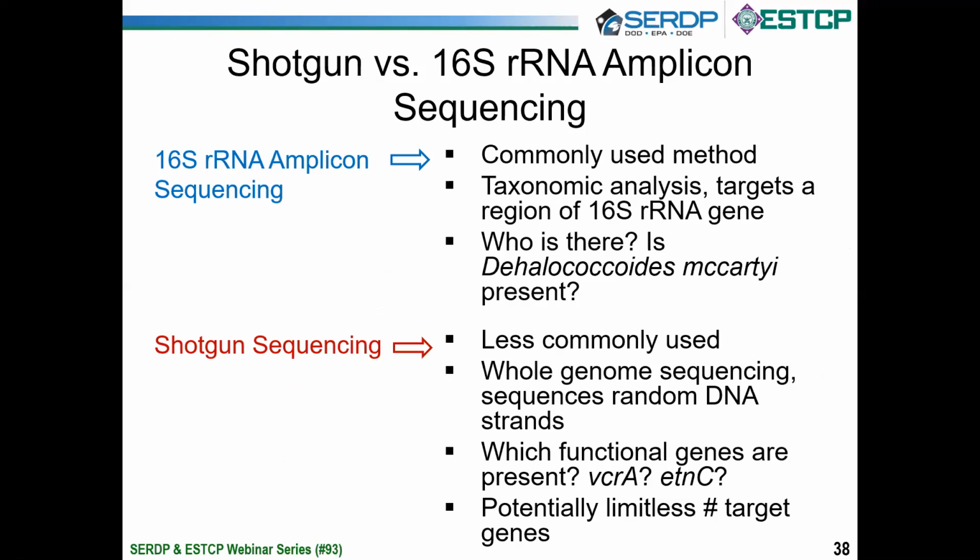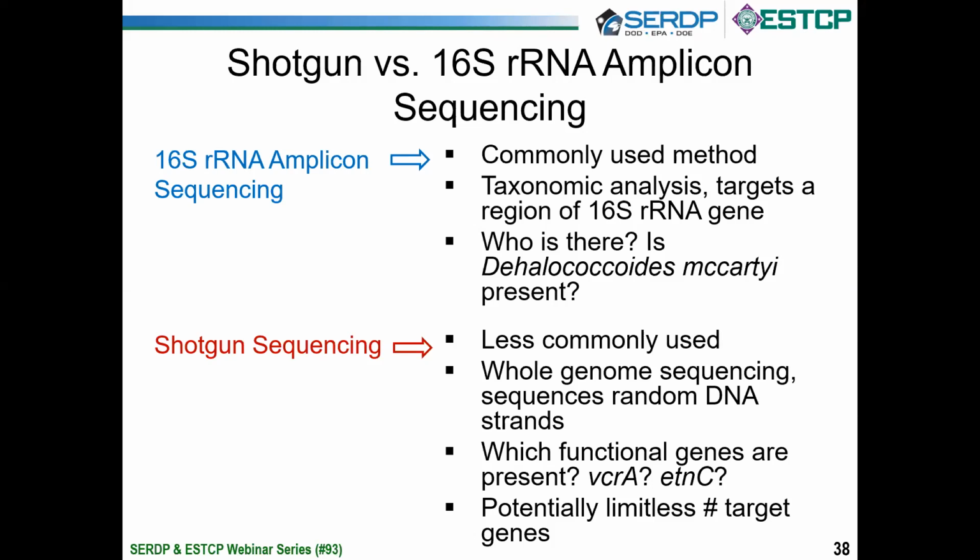Before I move on to the next topic, I wanted to take some time to distinguish between 2 sequencing approaches. 16S RNA amplicon sequencing is probably the most commonly used approach. It targets a region of the 16S RNA gene, therefore providing taxonomic information about microbial communities. It is used to determine which microorganisms are present. For example, is Staphylococcus McCartyi present?